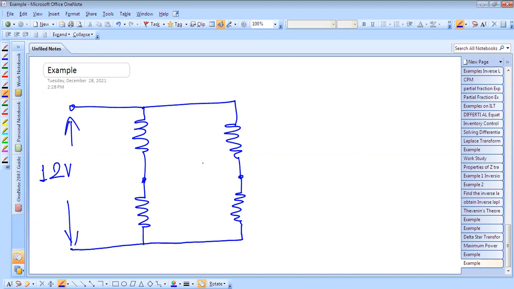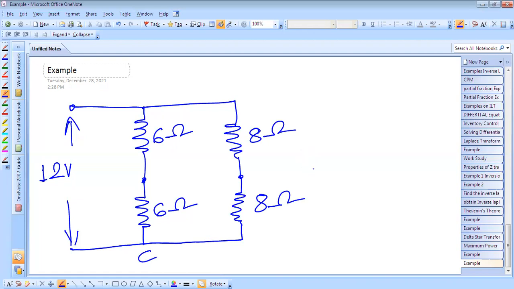This is 10 volt. This resistance is 6 ohm. This resistance is 8 ohm. This is again 6 ohm. And this is 8 ohm. And this terminal V. Okay.